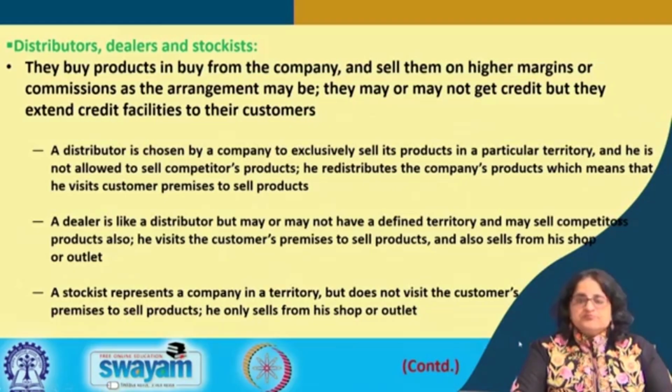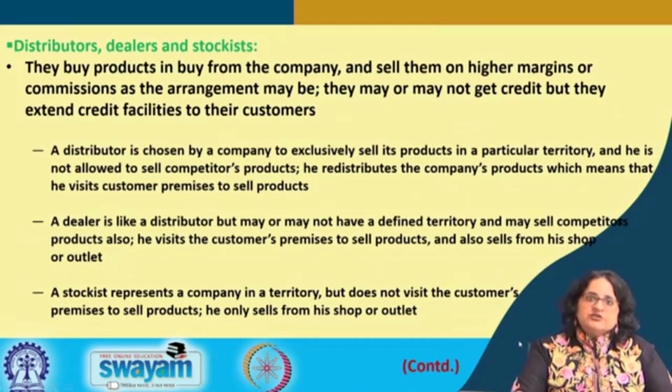A stockist is again a person who represents a company in a territory, but he does not visit the customer's premises, and he only sells from his shop or from his outlet. And a dealer is again like a distributor, but he may or may not have a defined territory and may sell competitors' products also. He also visits the customer's premises to sell products, and he also sells from his shop or outlet. So this is the difference between a dealer, a stockist and a distributor, and all of them work on behalf of the company. They buy from the company and they sell the products on commissions or on margins, as the arrangement may be.